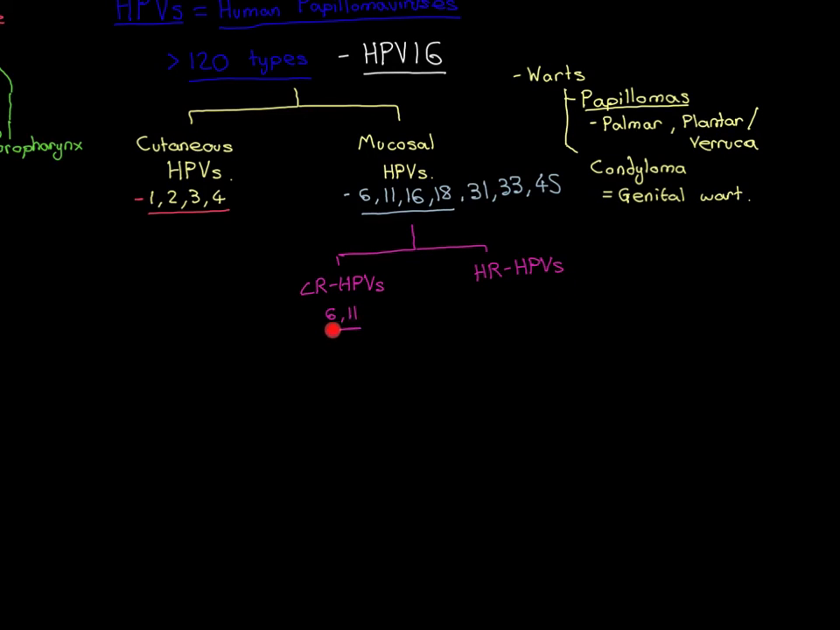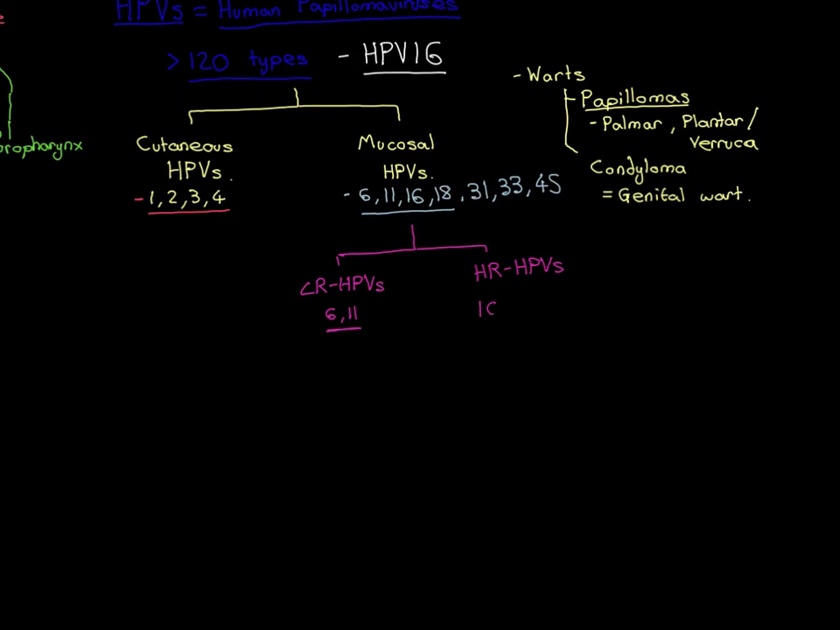So 6 and 11 are the famous examples that you should know as the major causes of genital warts, and they are not dangerous. They will not lead to the formation of cancer on the area where the genital wart has occurred. Whereas the high-risk human papillomaviruses, if you get a mucosal infection by one of those, it can lead to the formation of cancer at that area.